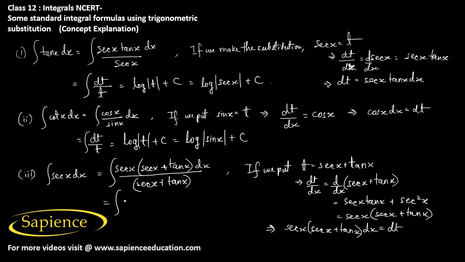So this is also the integral of dt by t. So this is log mod t plus c. So hence t is this. So we can write the answer as log mod sec x plus tan x plus c. Okay.